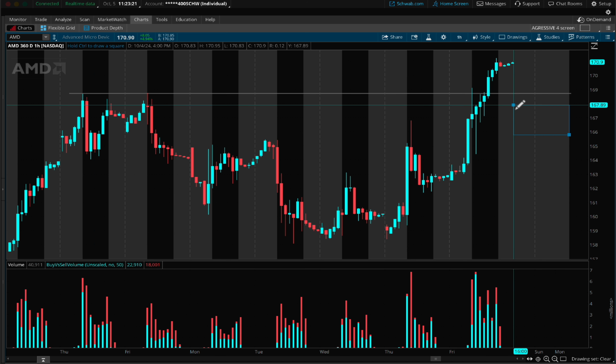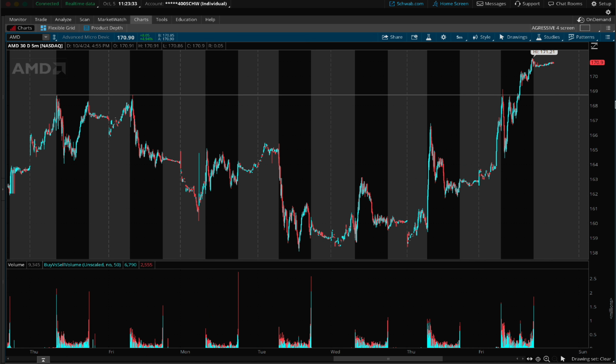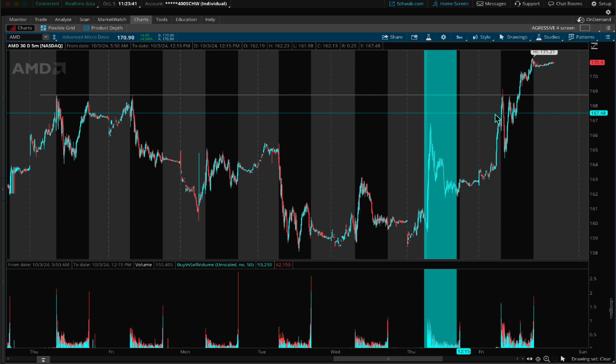And guys, let's talk about this. This is what I'm talking about. So after you find your higher time frame level, like a support or resistance or a zone, then you go on a 5-minute time frame and trade it on a lower time frame.